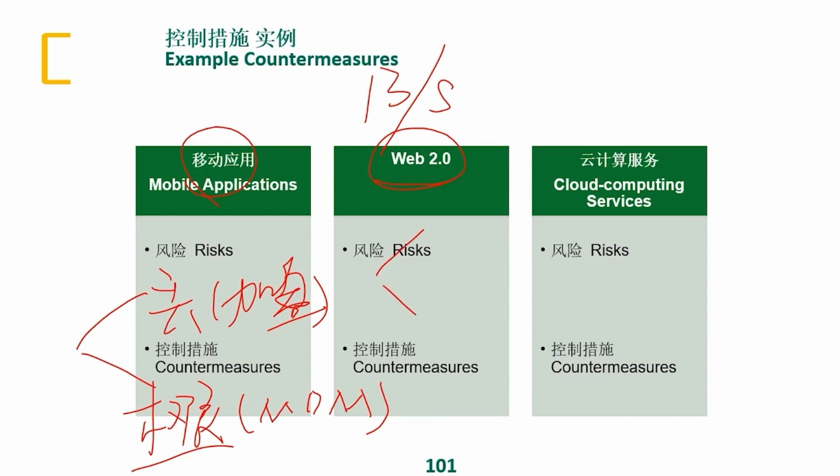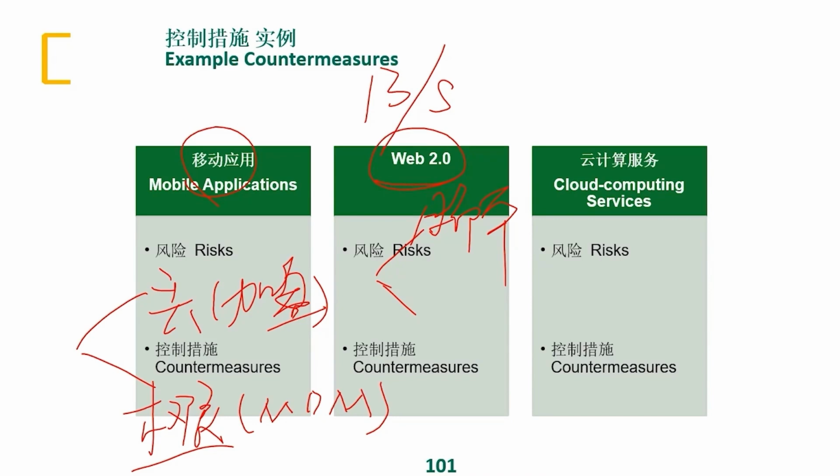The second one is for Web 2.0, that is what we call the BS architecture. Now the BS architecture is used more. Its main risk has 2 points. The first one is what we call its own code script. We often have injections and XSS. In the future, we will talk about script attacks.